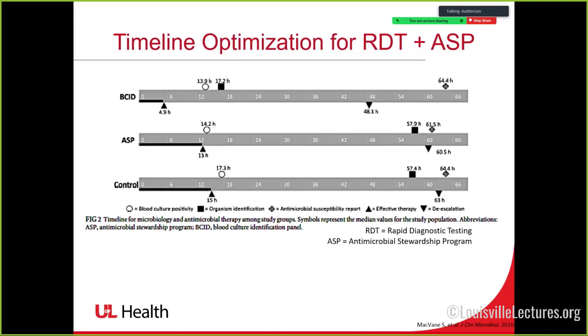But when you start looking at effective therapy and de-escalation, you can see that effective therapy is the rapid technology mixed with your antimicrobial stewardship program, responding to that and making recommendations based on it. Time to appropriate therapy, 5 hours compared to 15 hours and 13 hours. For antimicrobial de-escalation, you're looking at a 48-hour window instead of almost 60 hours in the other two. So this is why we as a stewardship team respond to your blood cultures.